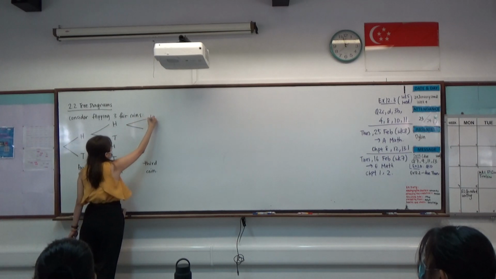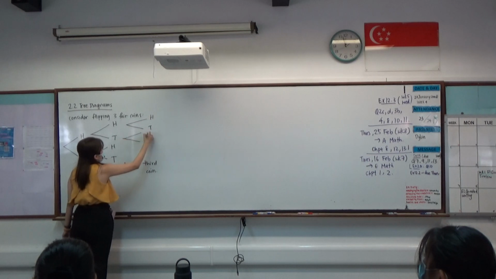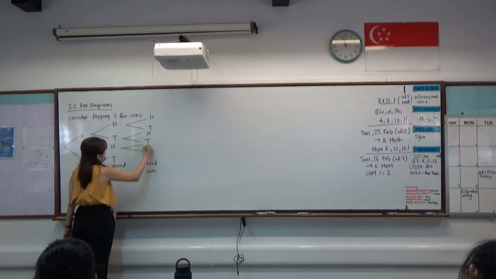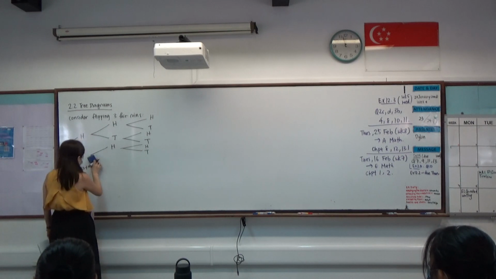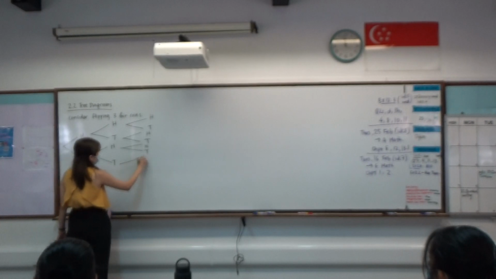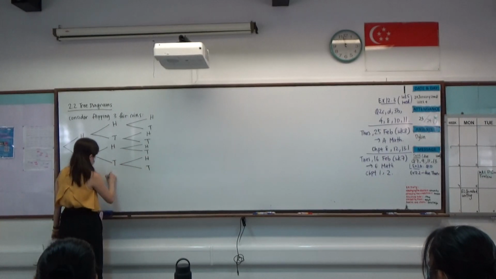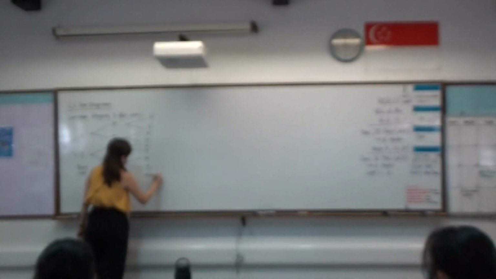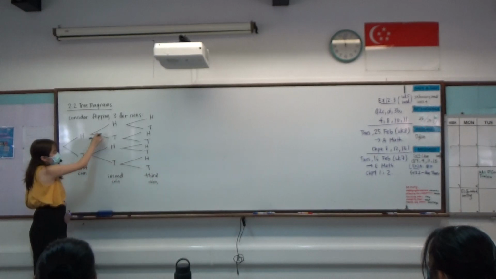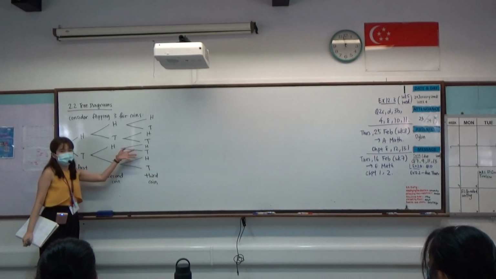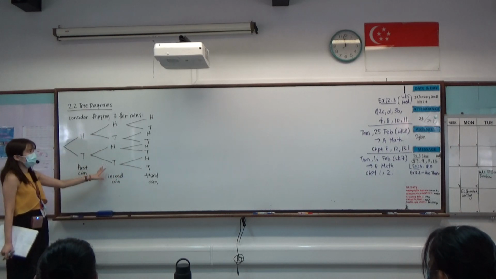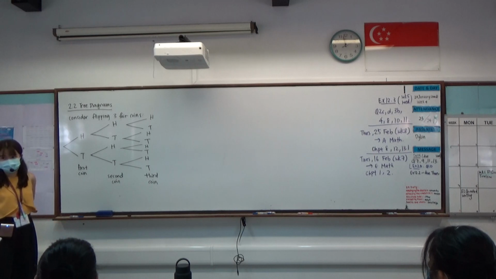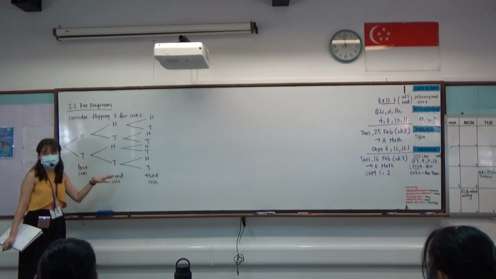My third coin I can have head or tail. Head or tail. Head or tail. Sorry, running out of space. Let me adjust this a bit. Okay, so after the second coin, we branch out again, considering the head or tail. So this is the reason why, based on the look of it, we call it a tree diagram, because of the whole branching out effect.